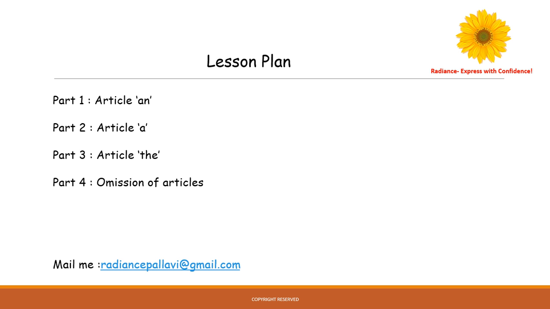So part 1 would be article an, and part 2 about article a. Both these articles are indefinite articles. While we start the class, I'll explain what are indefinite articles and what is the difference between indefinite articles and the definite article the, which would be part 3 of this lesson, and part 4 would be omission of articles. We would discuss situations or sentences where we don't have to use articles at all.